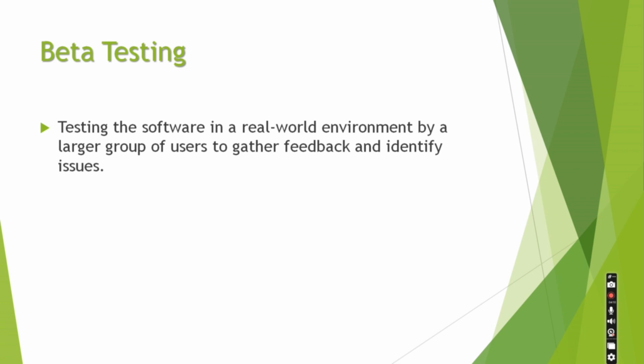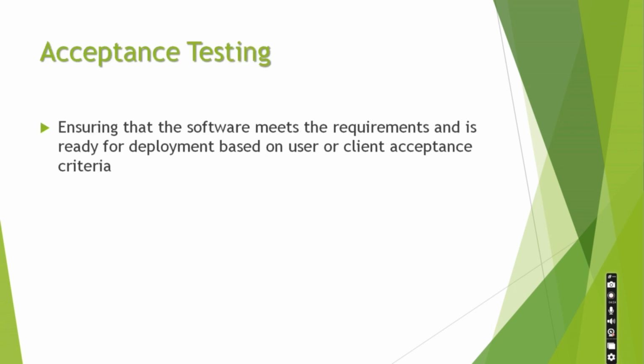So a company basically tries to launch a beta product before the final release, so that they will gather some feedback and identify the issues. Then we have acceptance testing. So ensuring the software meets the requirements and is ready for deployment based on user or client criteria. For example, a client testing a newly developed e-commerce website to ensure it meets the business needs. So generally we do the acceptance testing at the last.